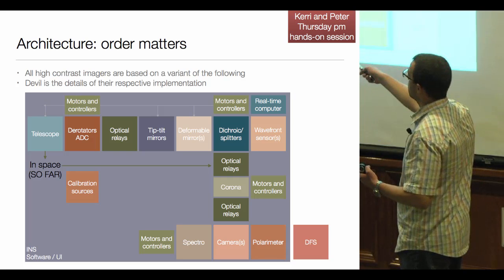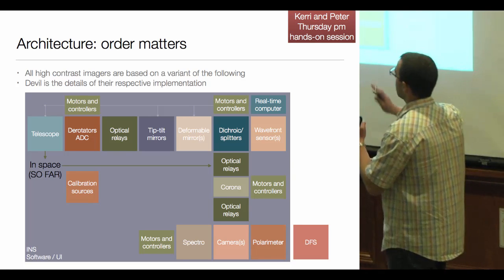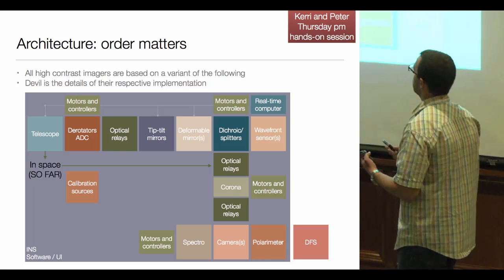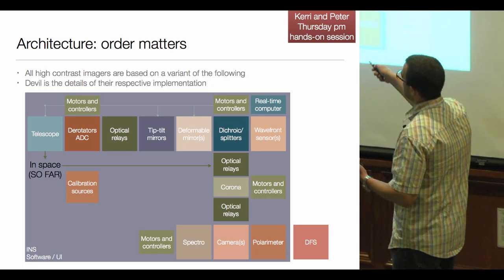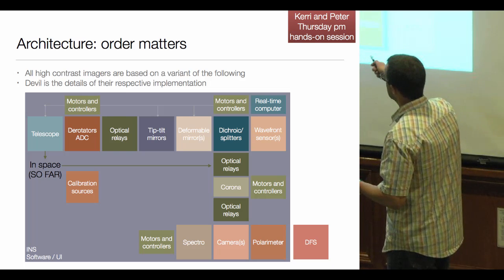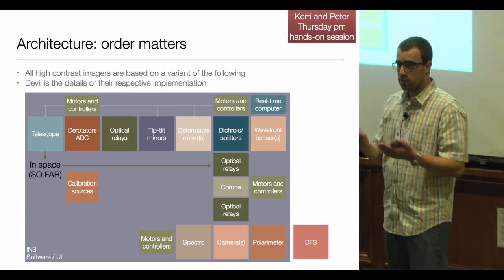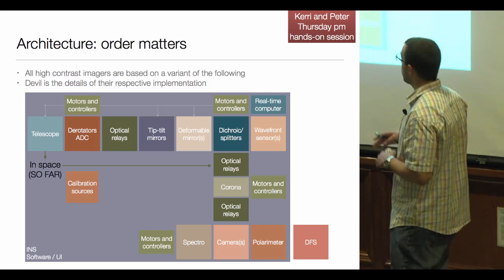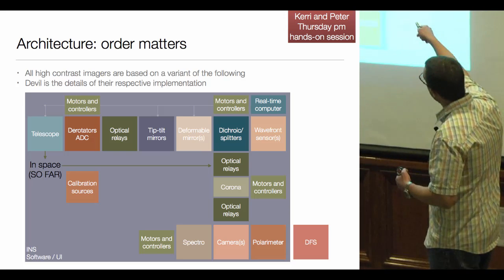So we have derotators to compensate for the rotation of the sky on alt-az telescopes. We have ADCs to correct for the dispersion of the atmosphere. We have a set of relays that send the light into the adaptive optics system, which is composed of tip-tilt mirrors to correct for pointing errors, and deformable mirrors to correct for higher order aberrations introduced by the atmosphere.